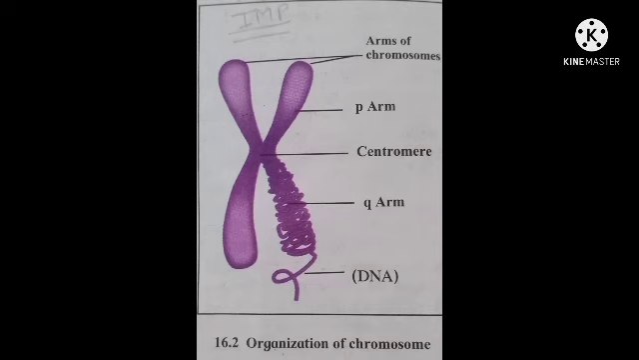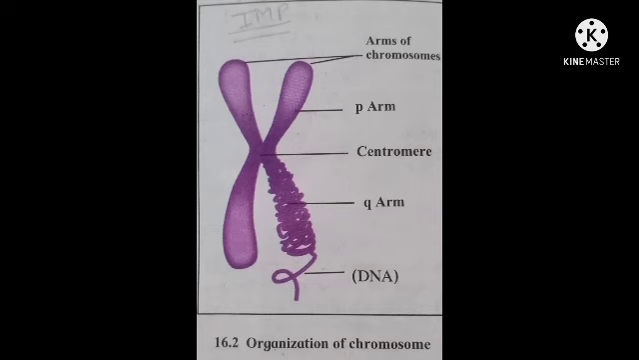Each chromosome is made up of DNA and it appears like a dumbbell shape. Midway during cell division, there is a constricted region on each chromosome. It is called the primary constriction or centromere. This divides the chromosome into two parts. Each part is called an arm. The centromere has a specific position in each chromosome.